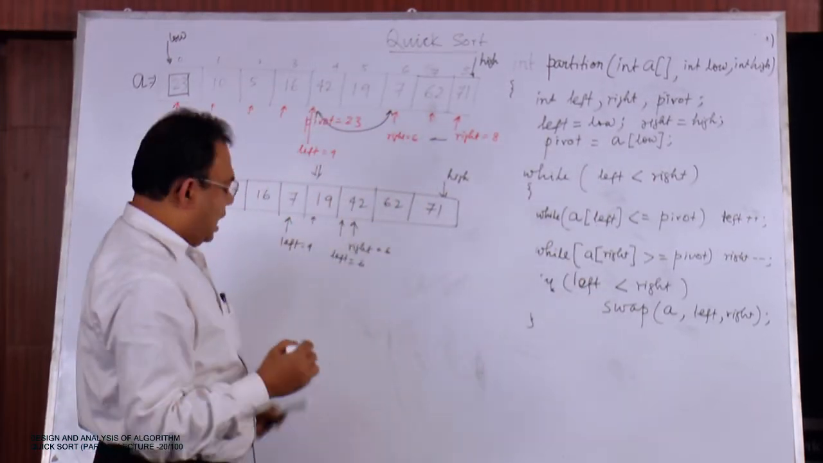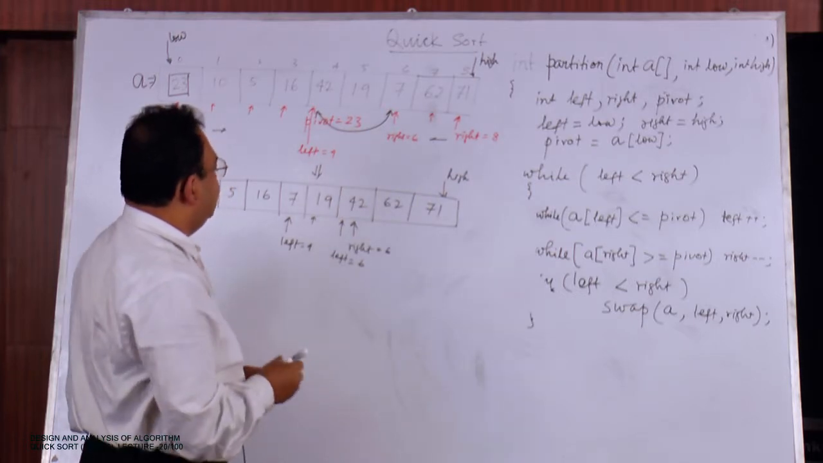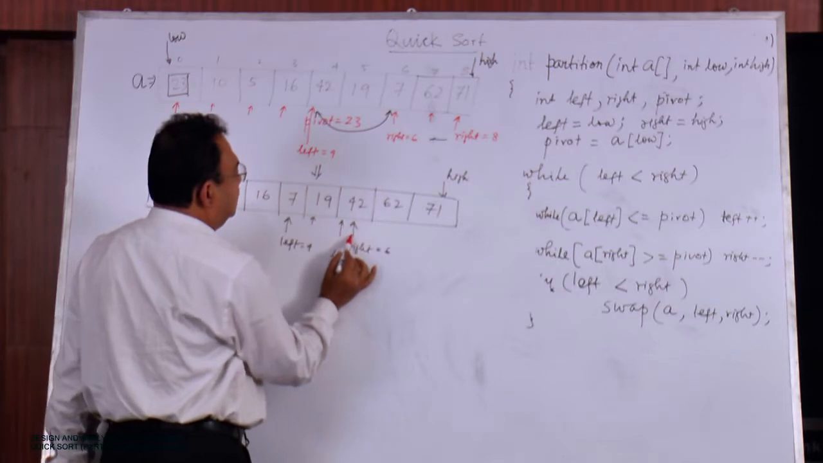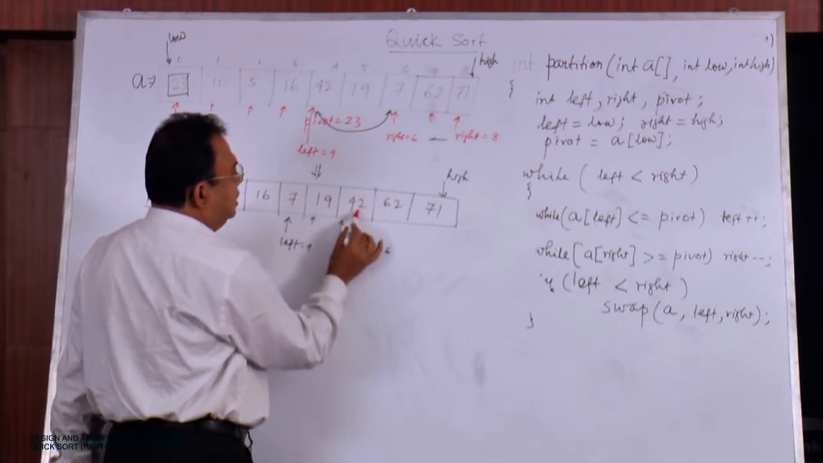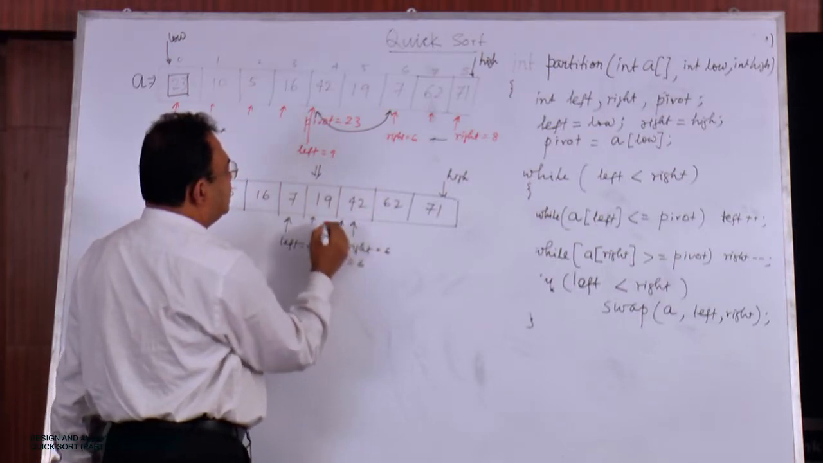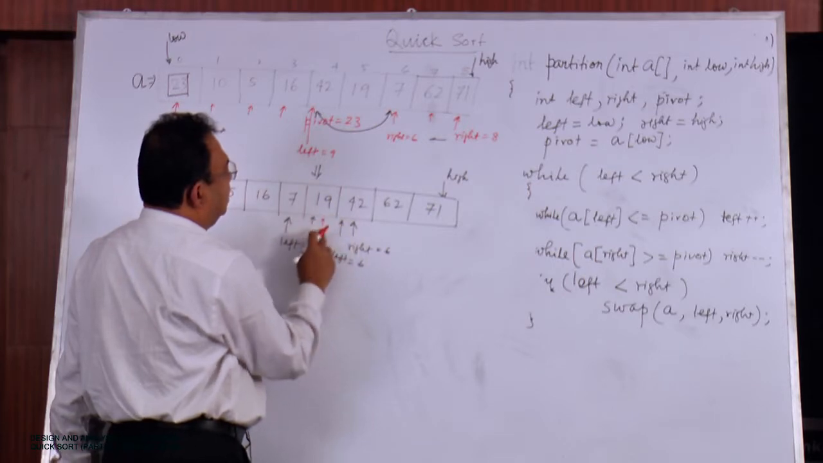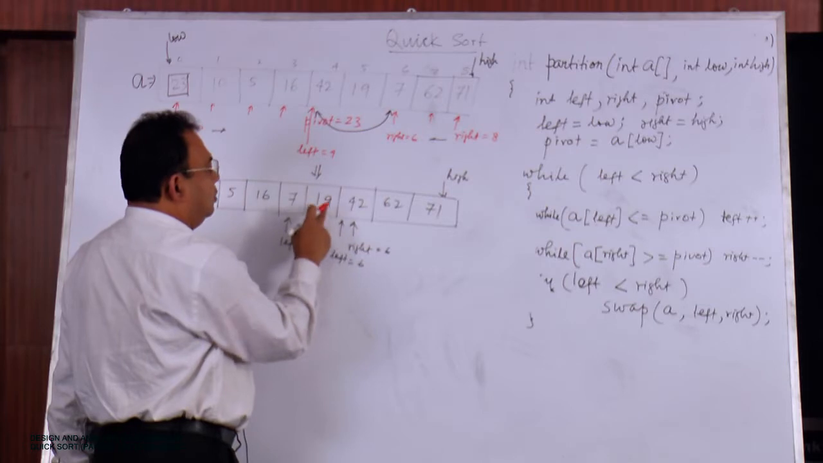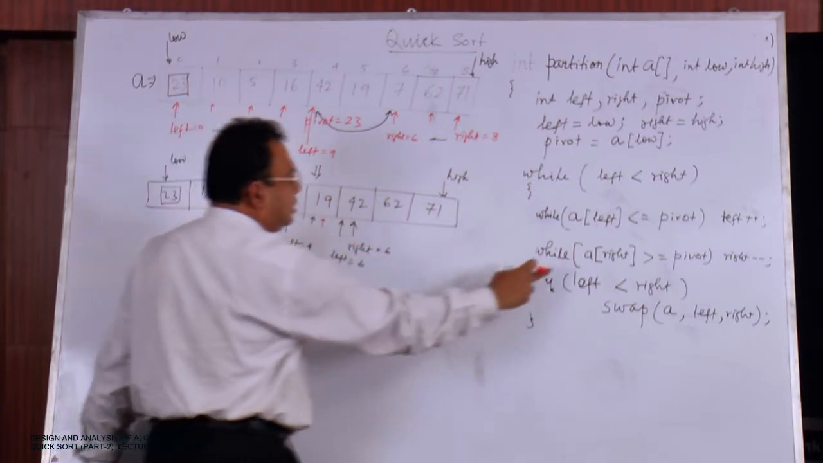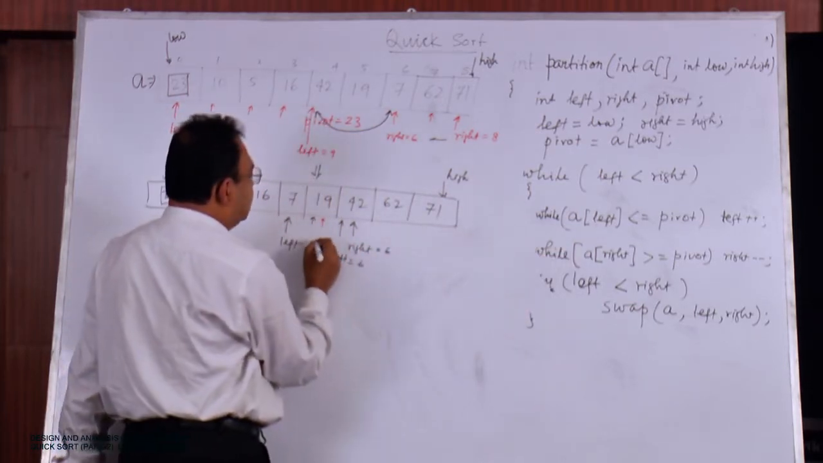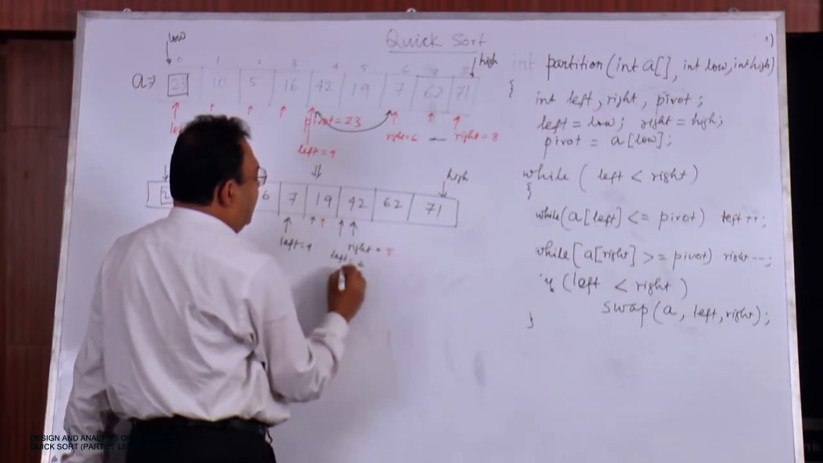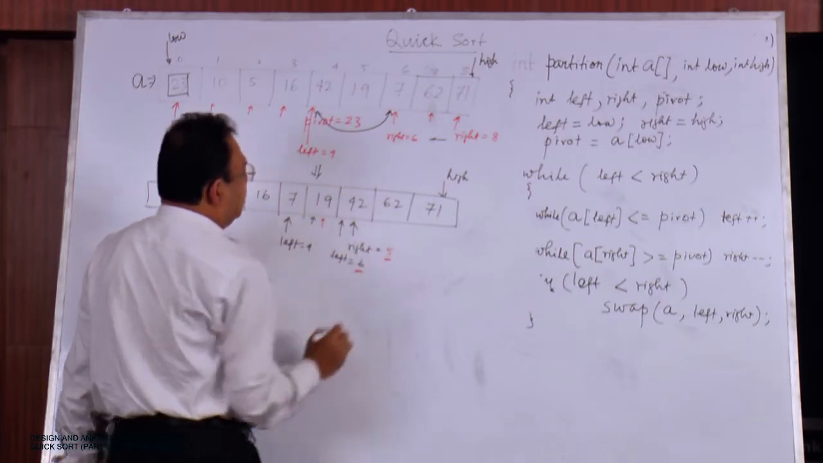Now, the same thing happens for the right. A[right] is 42, is that greater than or equal to the pivot? Yes. So, right minus minus. Right is coming here, this value 19 is greater than or equal to 23? No, false. You are coming out of this while loop. Now in this case the value of right is 5 and left is 6.